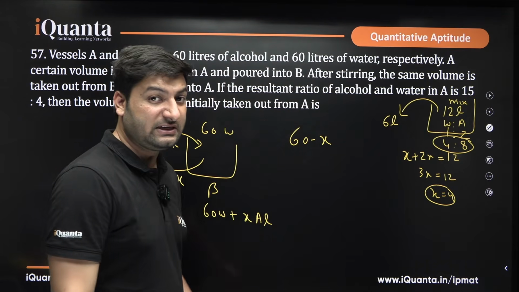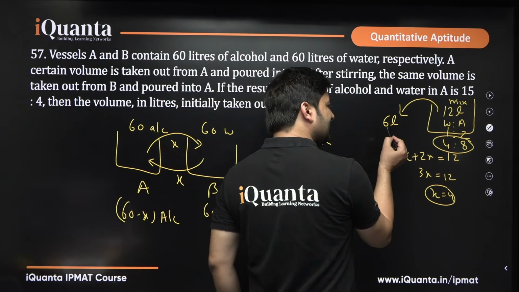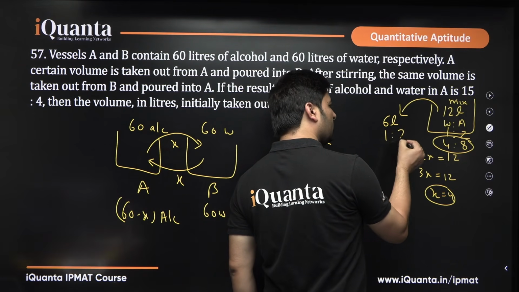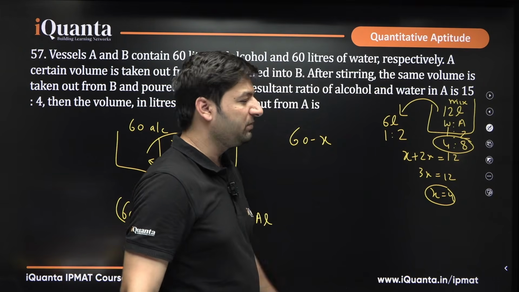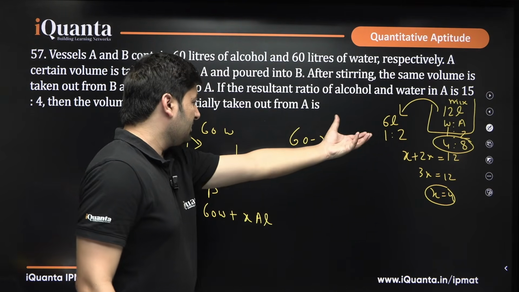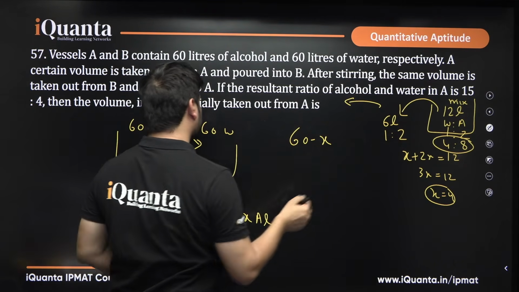If you take out any amount of liquid from here, say you take out 6 liters of mixture out of this, in this 6 liters as well the ratio of water and alcohol will stay the same, 1:2, because it was there in the original mixture. I am going to use this concept here.